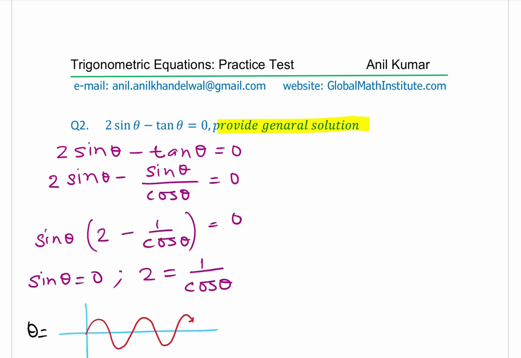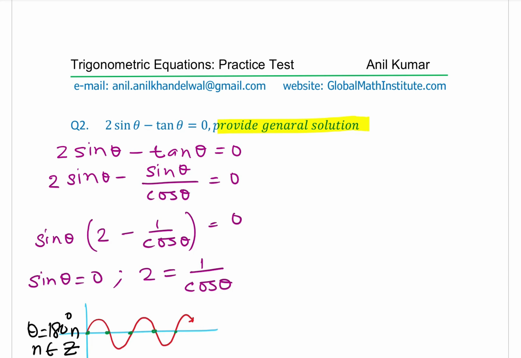So that means that for every interval of 180 degrees, it is going to be 0, starting with 0, right? So generally, we can say theta equals 180n. So we could write the general solution as theta equals 180 degrees times n, where n belongs to integers. Does that make sense to you? It becomes a general solution.